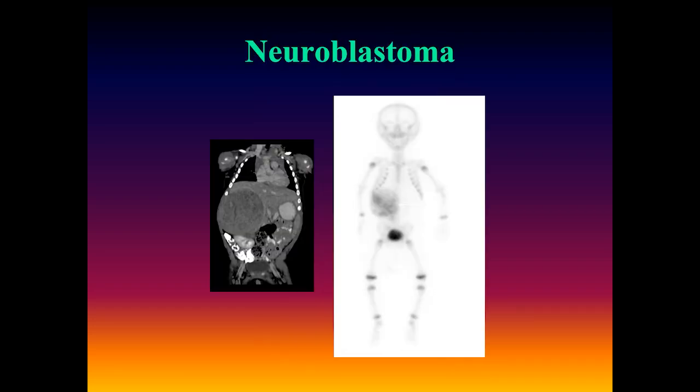This is a youngster with a neuroblastoma. And remember that when you are looking at a bone scan of a child, whenever you see soft tissue uptake in either the abdomen or the thorax, you should think very carefully about the possibility that this represents a neuroblastoma.